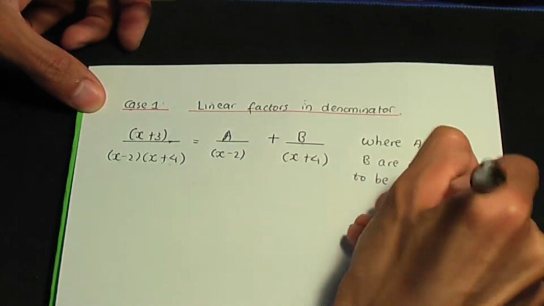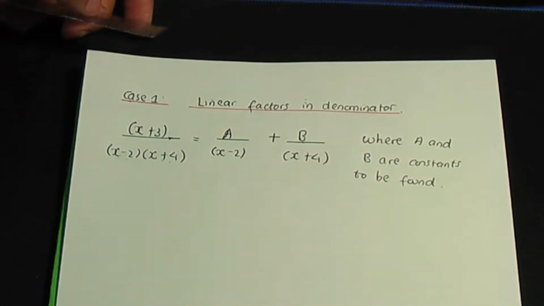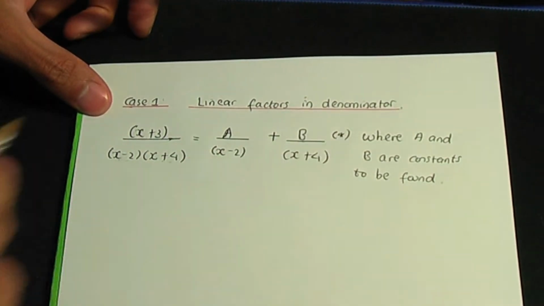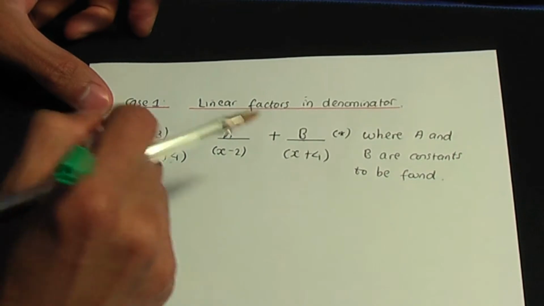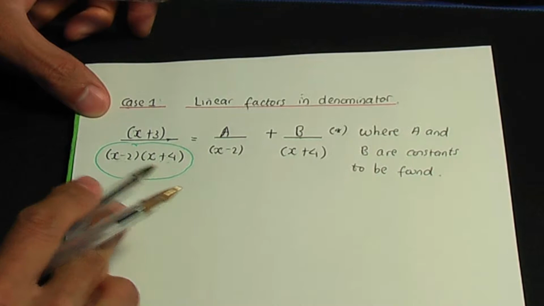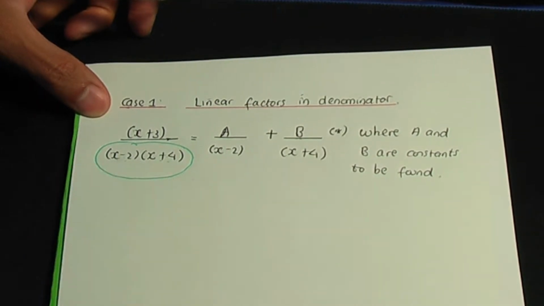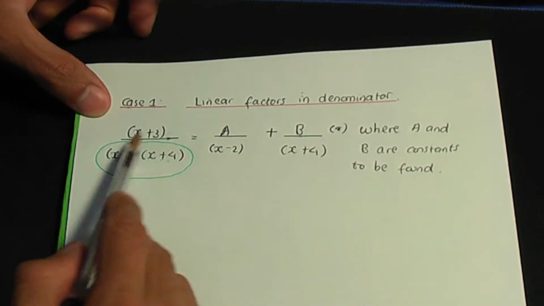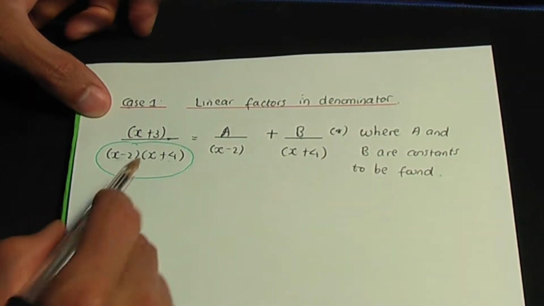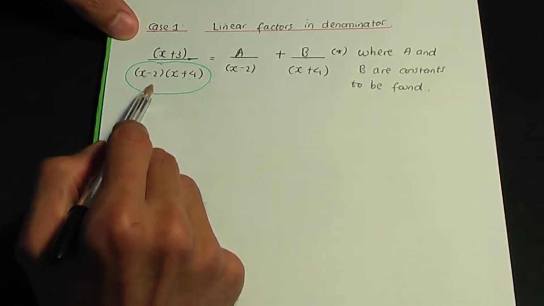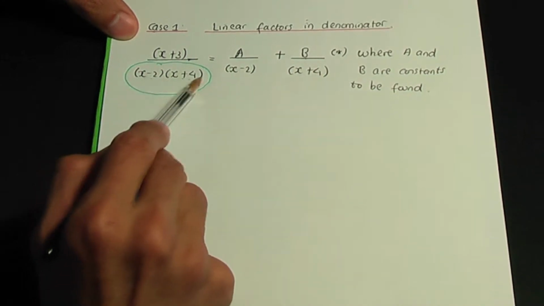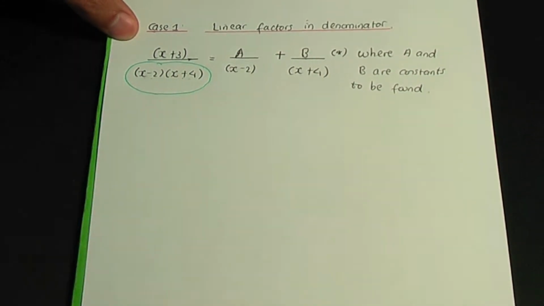So let me show you how to calculate these constants. Okay. Now what I normally do is I call this equation star, and I always look at this term, the term in the denominator. So I'm looking at x minus 2, x plus 4, and I multiply this entire equation by that term. Okay, so we're going to look at 2 more cases, and I'm going to be doing the same thing, multiplying the entire equation by that term in order to work out the constants.